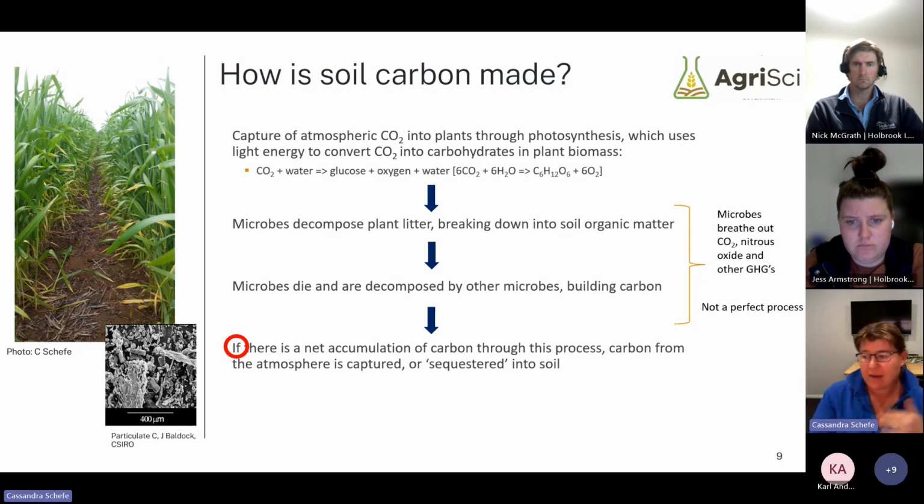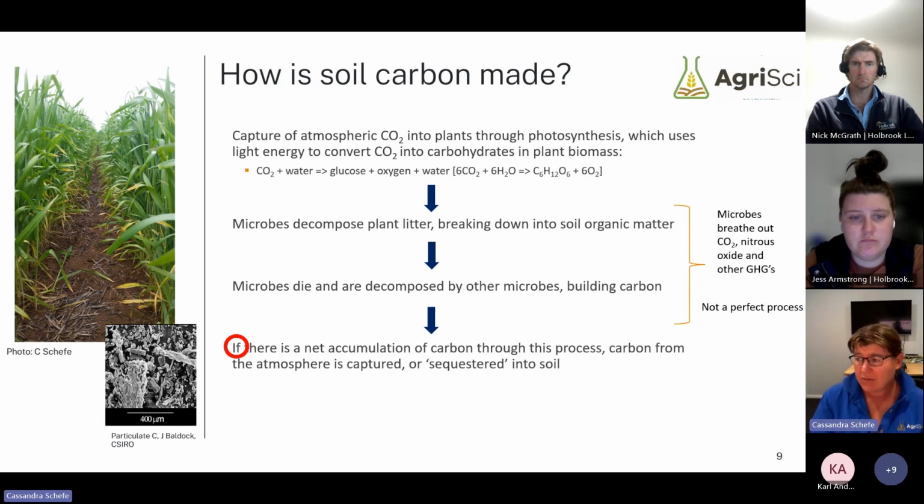Those microbes die, they get decomposed by other microbes, and this continuous cycling process is really what's required for the refinement of organic molecules in our system containing carbon, and differences in the bioavailability of that material. So if you look at that whole process, if there is a net accumulation of carbon, then we can say that carbon from the atmosphere has been captured or sequestered into soil.